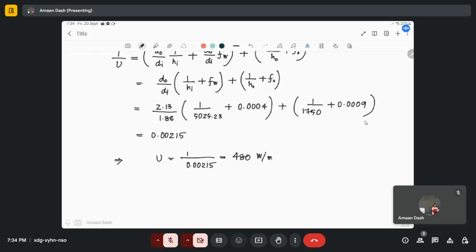Watt per meter square degree Celsius. So Q you will be getting UA times LMTD, that is the log mean temperature difference, which is equal to U times pi D0 L times LMTD.